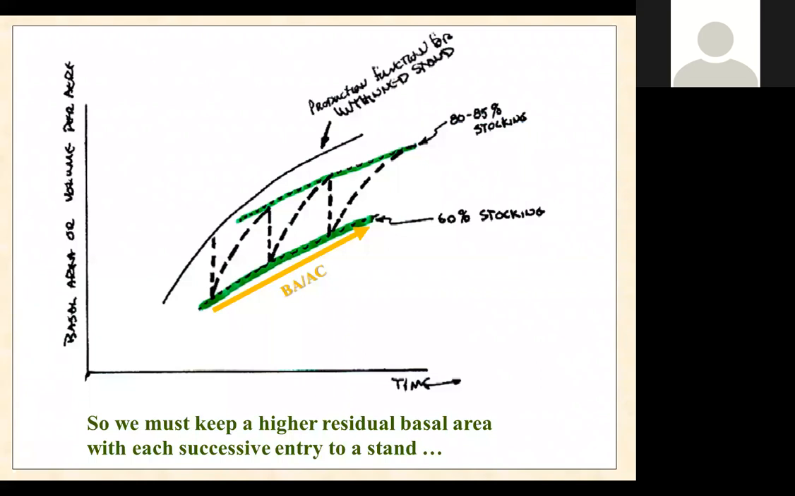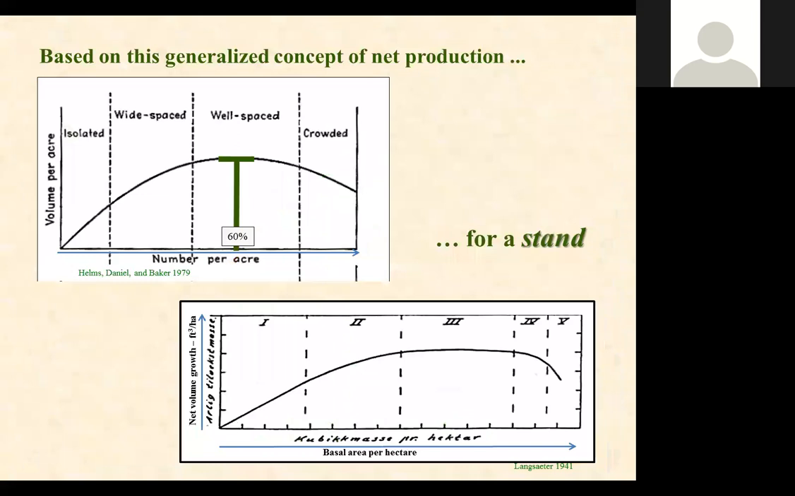So the key here is that you enter at 60% relative density, and that will mean you'll be leaving basal area more and more each time you enter. So there's the hypothesis in its generalized form, the one at the top comes from Helms, Daniel, and Baker, and you see their threshold of well spaced centered around that 60% minimum. And at the bottom is the Langsaeter hypothesis, and zone three, we would now suggest, is bounded on the left by 60% relative density and on the right by 80% or thereabouts.